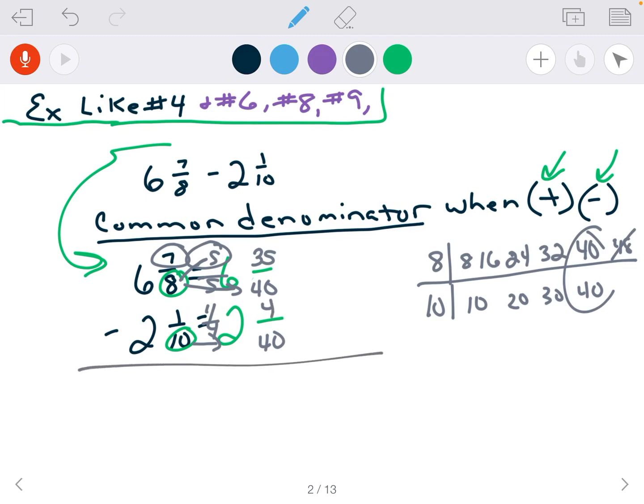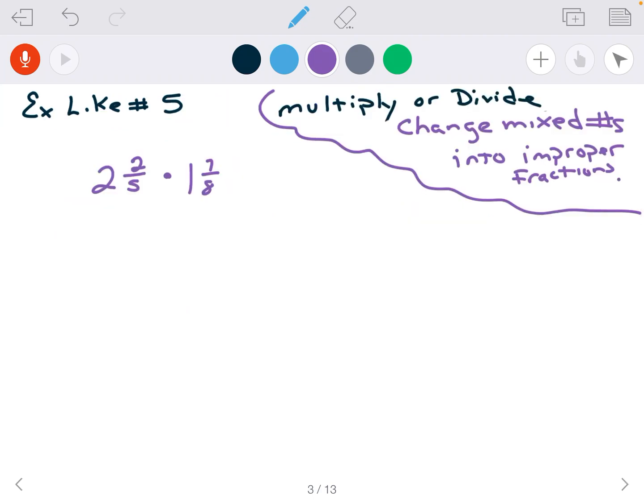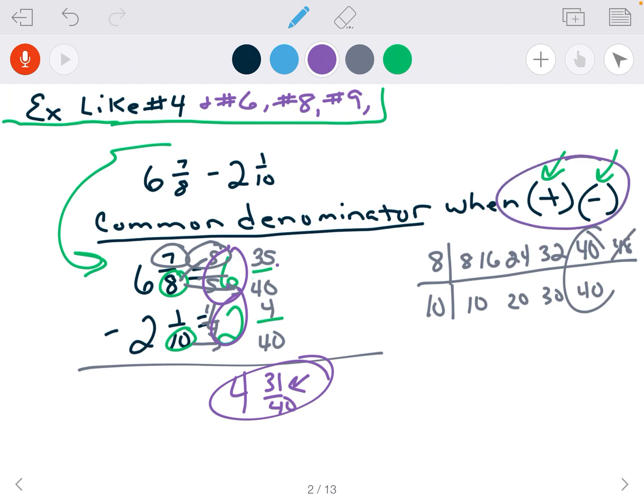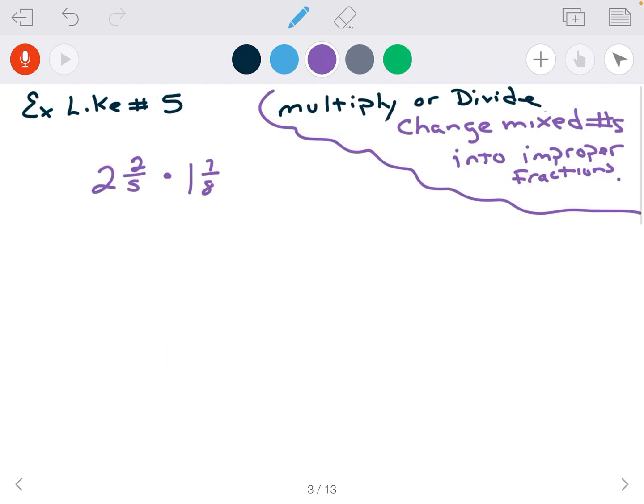And now I can go ahead and subtract. So 35 take away 4, I get 31 over 40. I've got my 6 here, take away my 2, and I've got 4. I would check to see if this would reduce. In this case, it doesn't, so that would be your final answer. Just on a side note, remember when you add or subtract, you have to get common denominators.